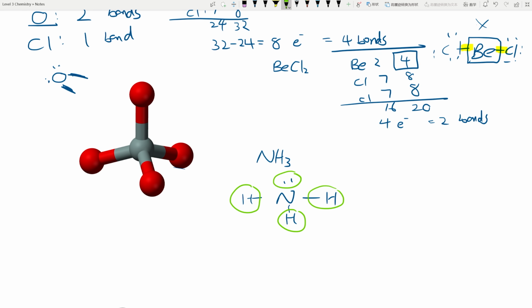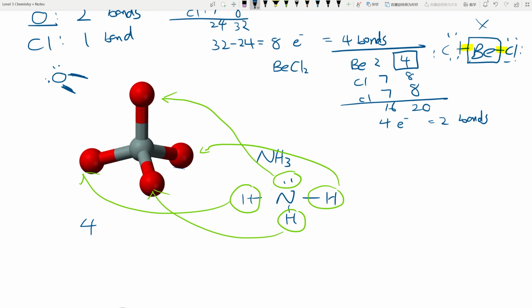You can think of this blob is that, this blob is that, this blob is that, and this blob is that. It doesn't matter, you can rotate it around, it makes absolutely no difference. So you still have 4 regions of electron density. So you still have a tetrahedral, now be careful, it's not a tetrahedral shape, you have a tetrahedral arrangement. Why? Because you've got 4 regions that are wanting to push each other away, that results in a tetrahedral arrangement.